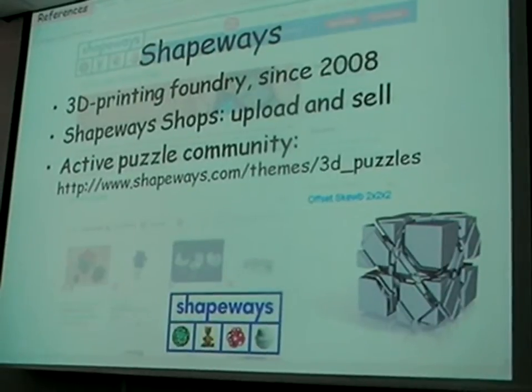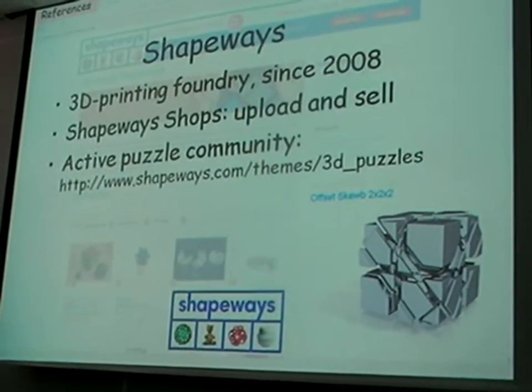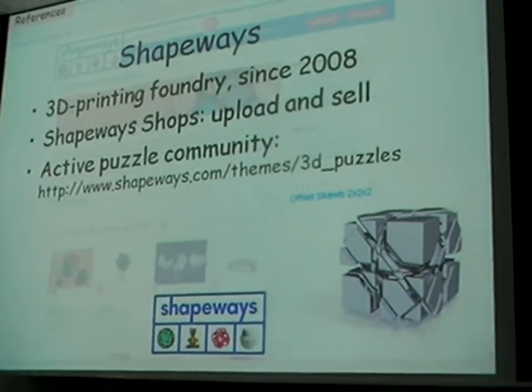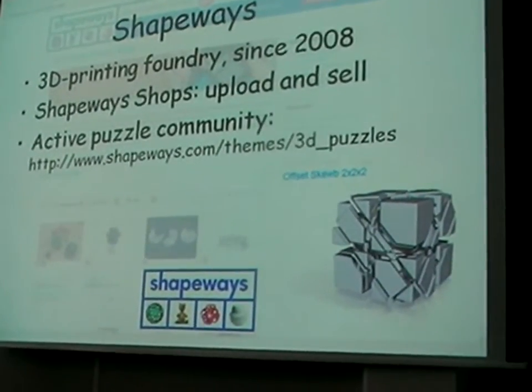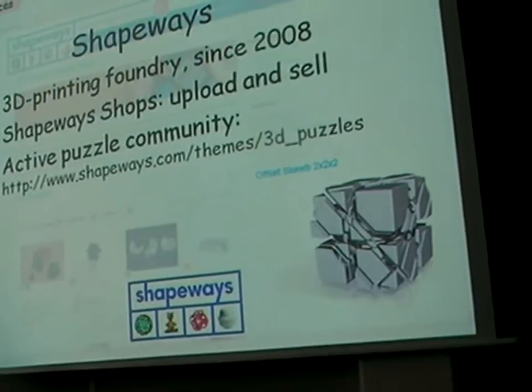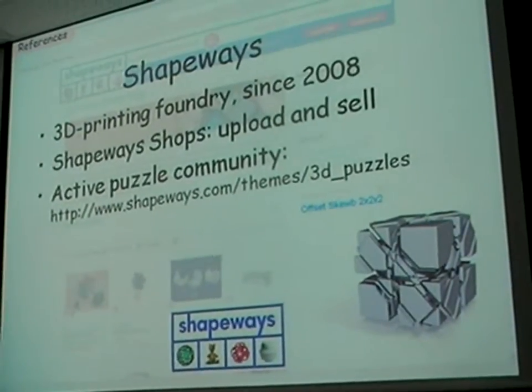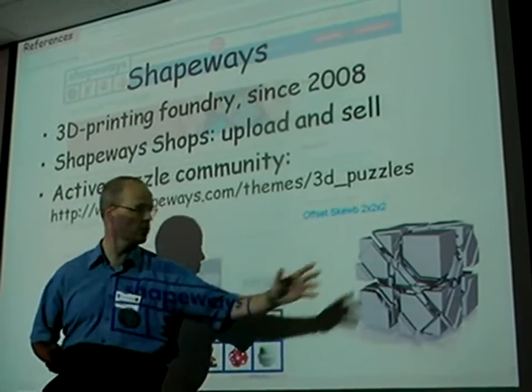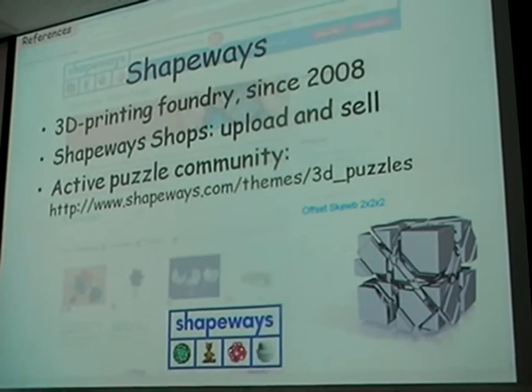So Shapebase has a quite active puzzle community. Puzzles are added on a daily basis. So if you go to this hyperlink and you just browse around, there are hundreds and hundreds of puzzles of many types, including Twisty puzzles. And this is an example. It's the offset cube. I believe it's by Tom van der Zande.